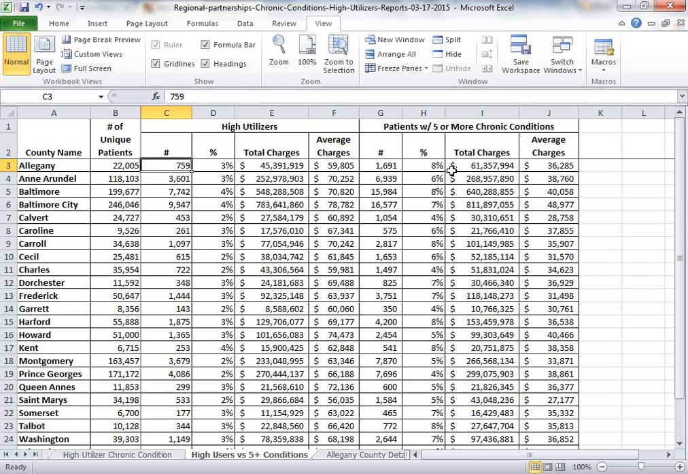Now, this is then contrasted with patients with 5 or more chronic conditions. So out of the 22,000 in Allegheny County, there were 1,691 that had 5 or more chronic conditions. That's 80% of the population, and the total charges and average charges are listed here.